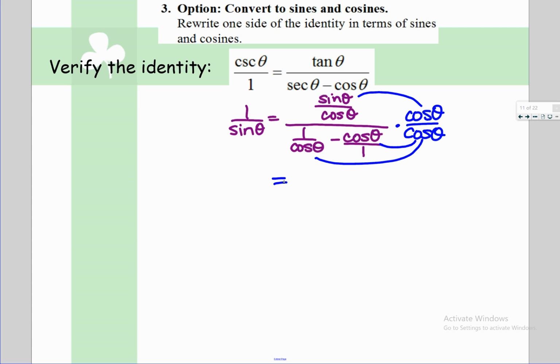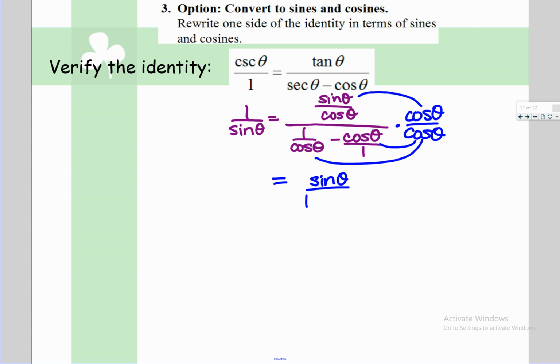So on top, I have sine over cosine times cosine. What do you get when you multiply those together? Just sine. The cosines disappear. One's on top, one's on the bottom. Then I have 1 over cosine times cosine. What is that?